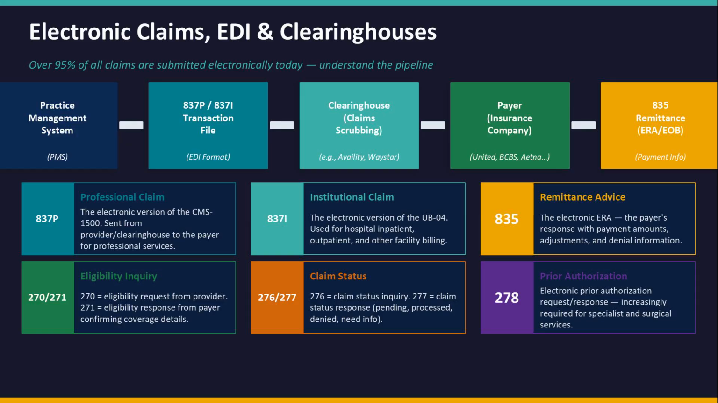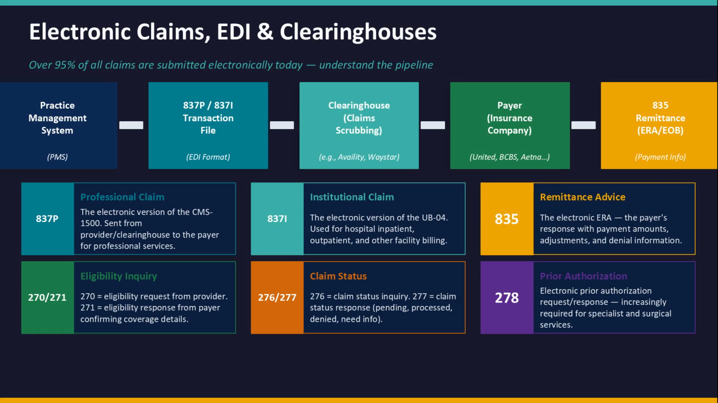Think of a clearinghouse as a translator and quality checker. Clearinghouses like Availity and Waystar receive claims from thousands of providers and translate them into the specific format each individual payer requires. They also run the claims through a scrubbing process, checking for missing fields, invalid codes, and formatting errors. Clean claims go through to the payer. Claims with errors are sent back to the biller for correction with an error report.